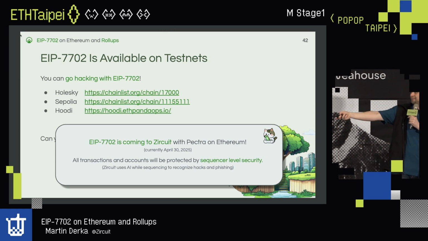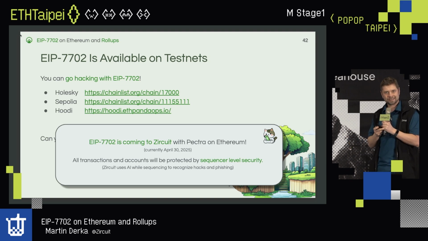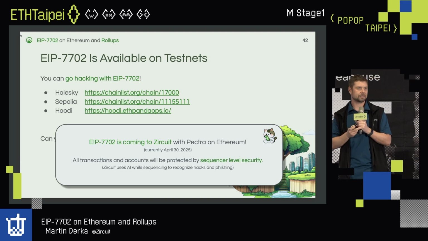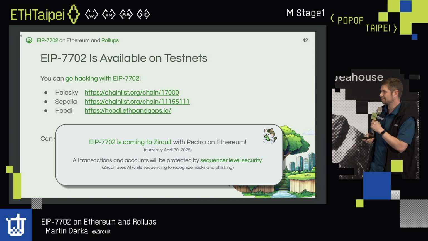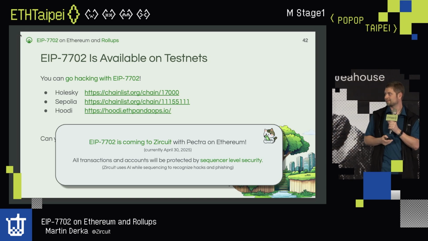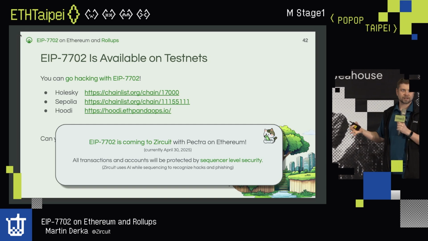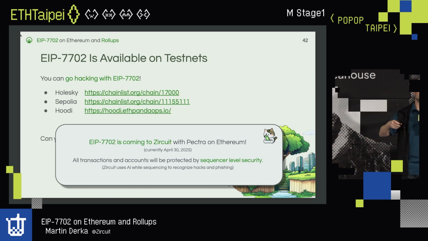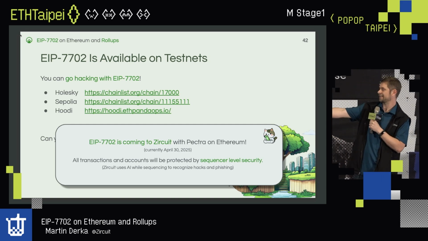To fulfill my duty, EIP-7702 is also coming to Zircuit. We will have it live with Pectra, as far as the timing goes of the call from last week. This is currently scheduled for April 30. And all the transactions that will be played on Zircuit, regardless of whether they are EIP-7702 or not, of course, will be protected by our sequencer level security.